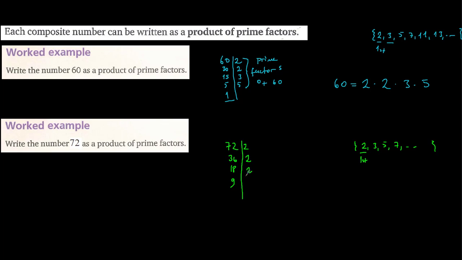And 9 is not divisible by 2 now. That's why we are going to continue with the second one, which is 3. So 3 divides 9, the result is 3. Then 3 divides 3, the result is 1. And our prime factorization has finished here. So these are the prime factors of 72, and it's written like 72 is equal to 2 times 2 times 2 times 3 times 3, which is equal to 2 cubed times 3 squared. I forgot to write the same thing here: 60 is equal to 2 squared times 3 times 5.